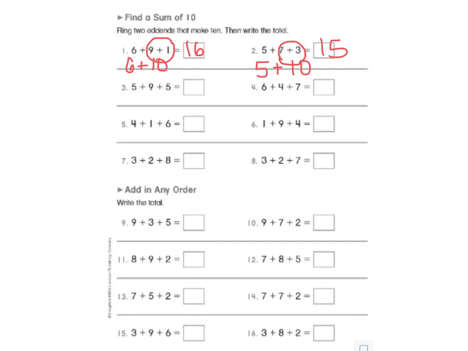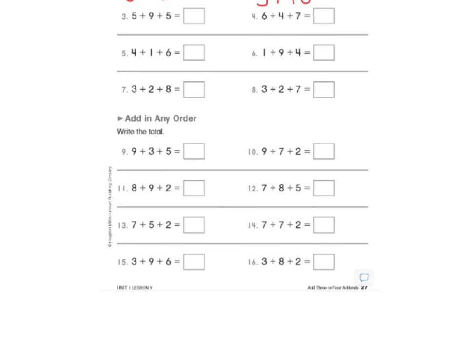You go ahead and try number 3, 4, 5, 6, 7, and 8, doing just what we did. Circle 2 numbers that if you add them together, they equal 10, and then add your other number and put your total in the box. Down at the bottom of this page, you can choose whatever order you want to add in. So you can choose to make a 10 if you can find a 10, or you can make doubles if you can find doubles.